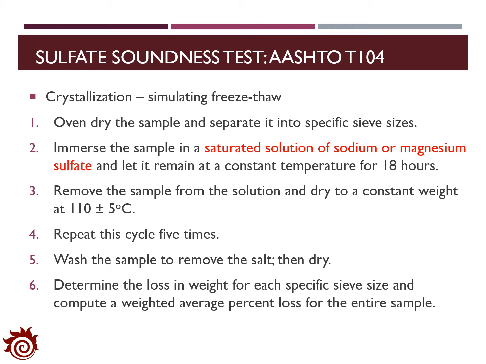We will then repeat this cycle 5 times, and then wash the sample to remove the salt and dry the sample. After that, we can determine the loss in weight for each specific sieve size, and then compute the weighted average percentage loss for the entire sample.